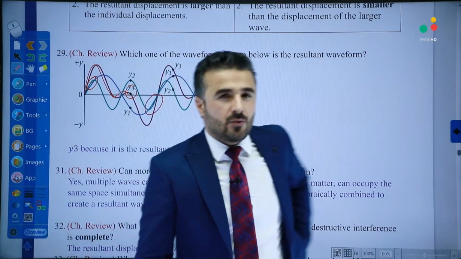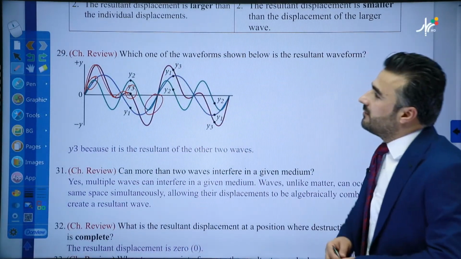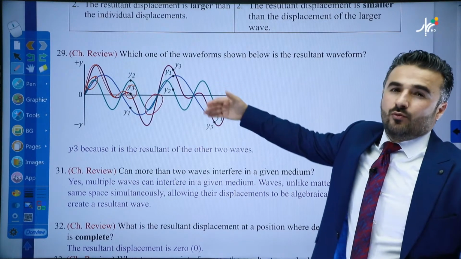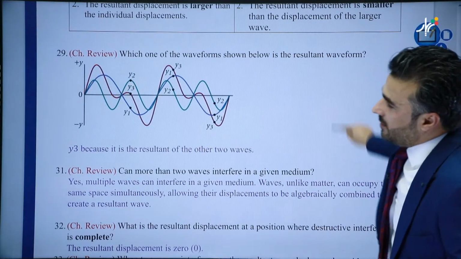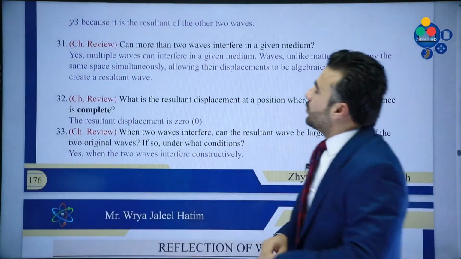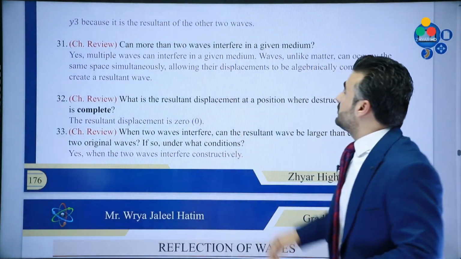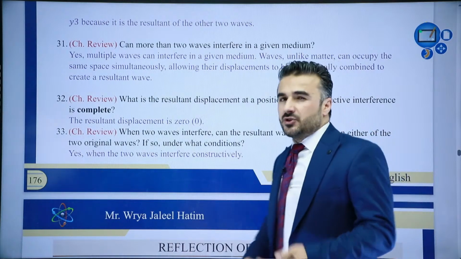So we can say Y3 is basically the resultant, or the combination, of Y1 and Y2. All right, moving on to the next question. It says, review: can more than 2 waves interfere in a given medium? The answer to this question is yes.